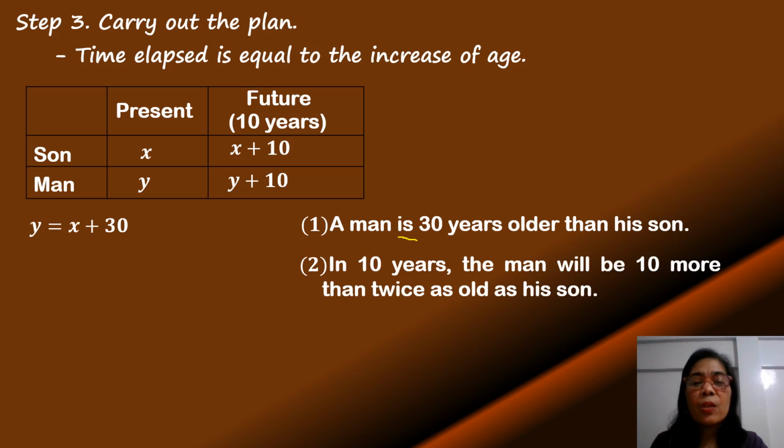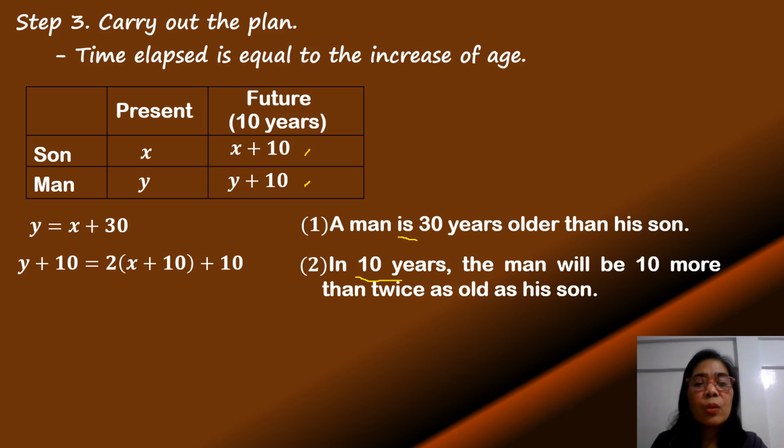The second condition is, in 10 years, the man will be 10 more than twice as old as his son. So in here we are talking about their future ages. And it says that this future age of the man is 10 more than twice the age of the son. So we have y plus 10 is equal to 2 times x plus 10, plus 10.